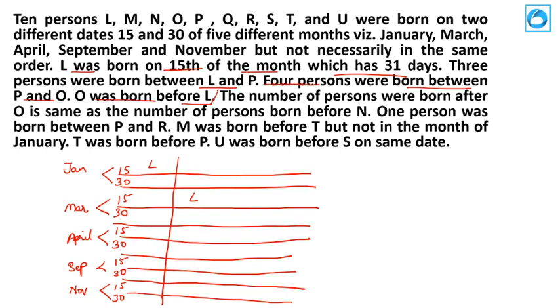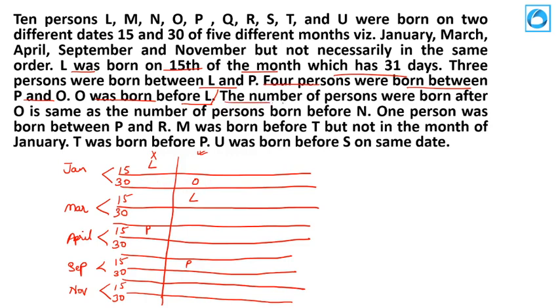So just have a look at this. 3 persons between L and P. So 1, 2, 3. P you will place here, but you will not be able to place your O here because O has to be elder to L. That means this case becomes wrong here. So only the second case will be a valid case. So 1, 2, 3, P will be here on 15 September and 1, 2, 3, 4, that is O will be here on 30th January, right?